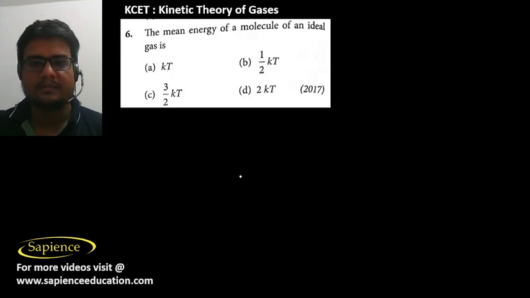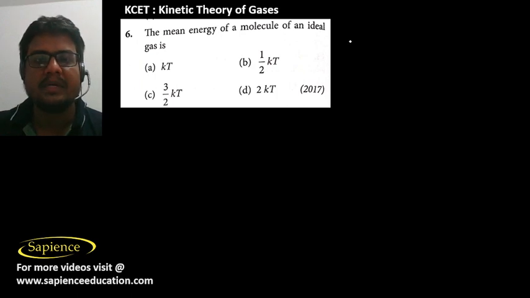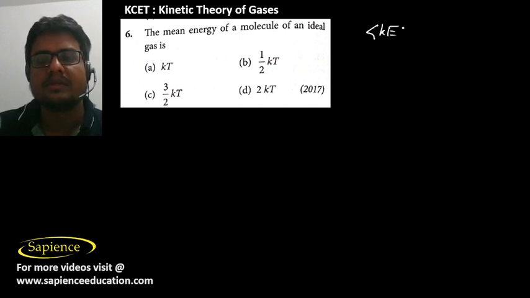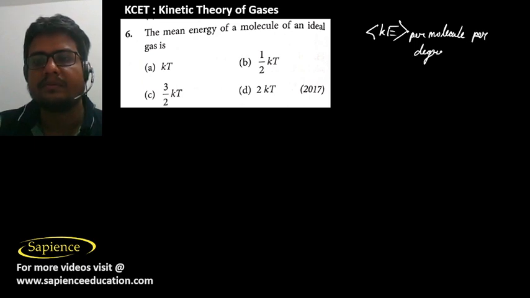Okay. Then it is told the mean energy of a molecule of an ideal gas is. So we know that the average kinetic energy per degree of freedom per molecule of an ideal gas is half kT, where k is called the Boltzmann constant.